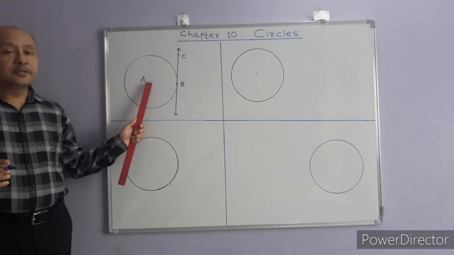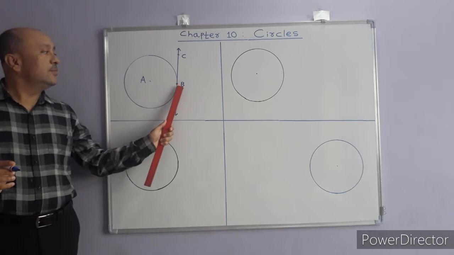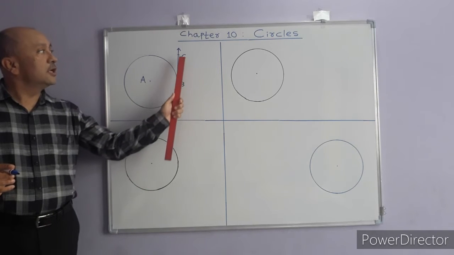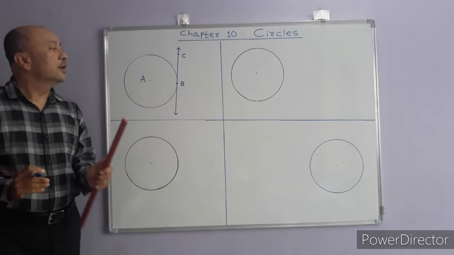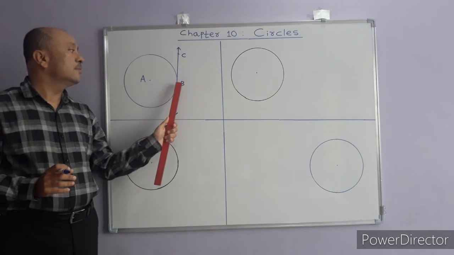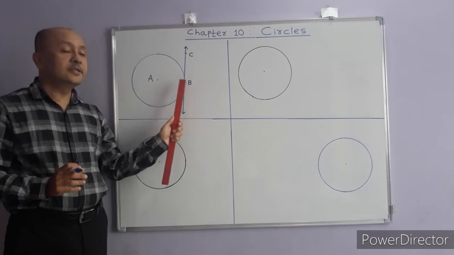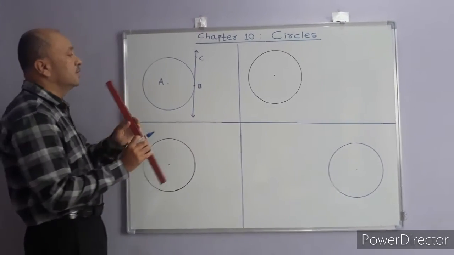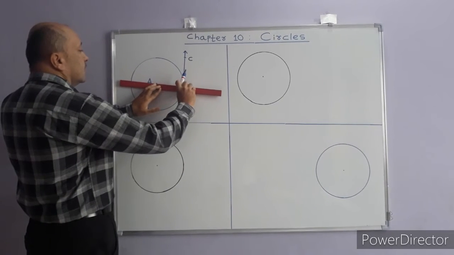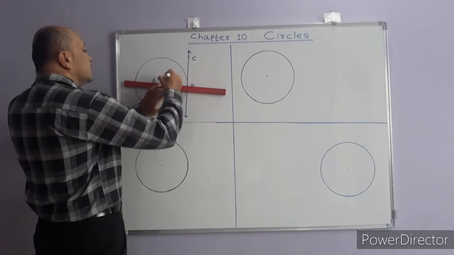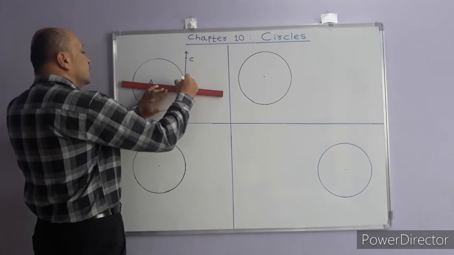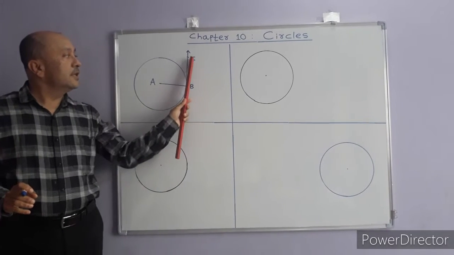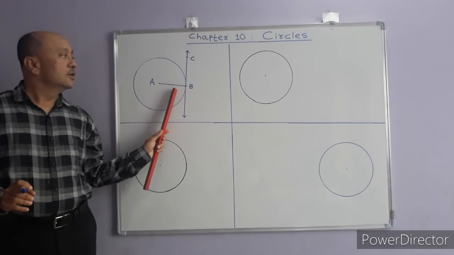So A is the center of the circle. At point B, the line BC touches the circle. So line BC is called a tangent to the circle. Okay, so what is next? Point B is called the point of contact. From this point, if you draw a radius, so we are going to join AB. If you draw the radius, then what happens, students? AB and BC are perpendicular to each other.